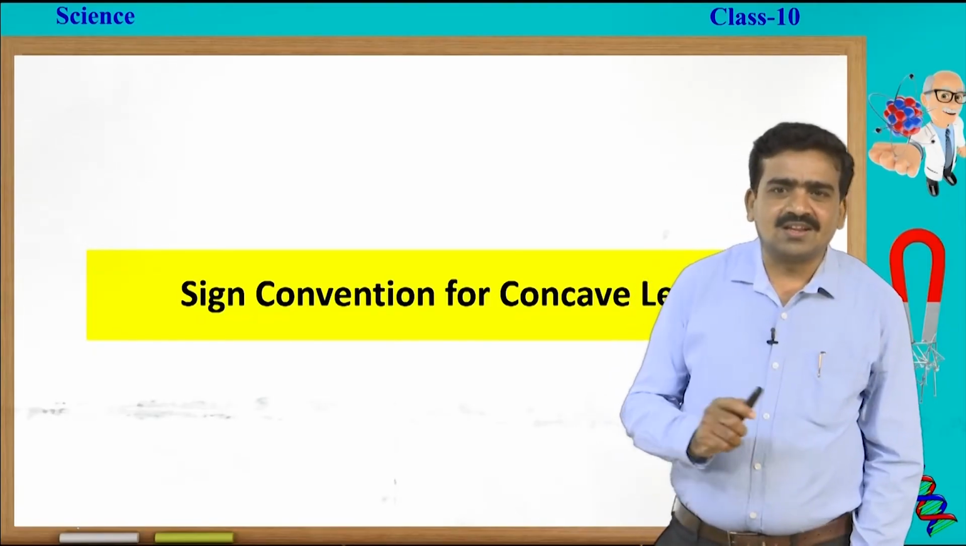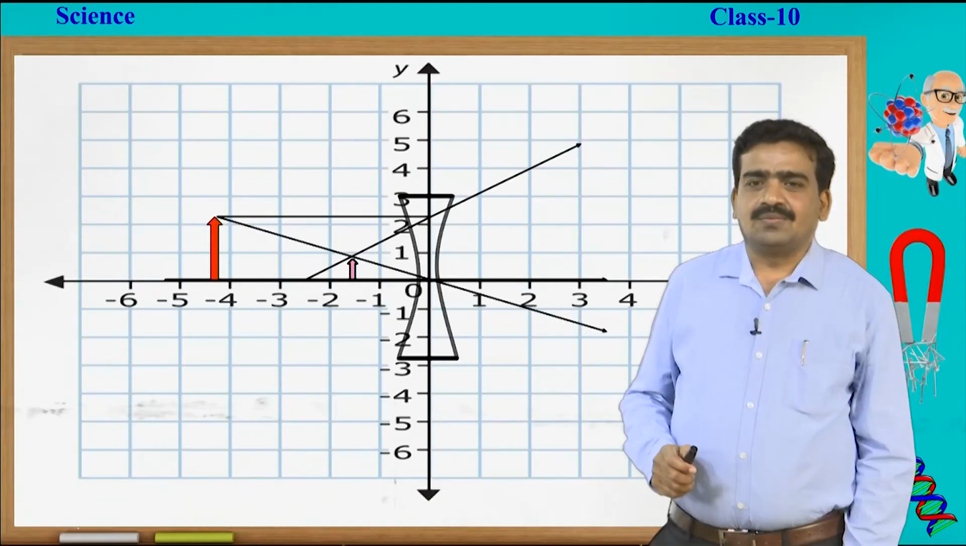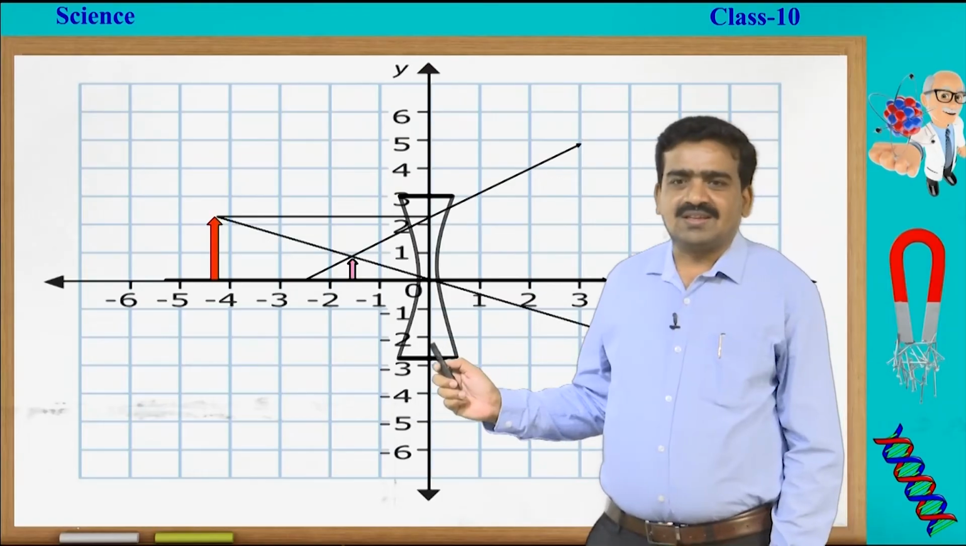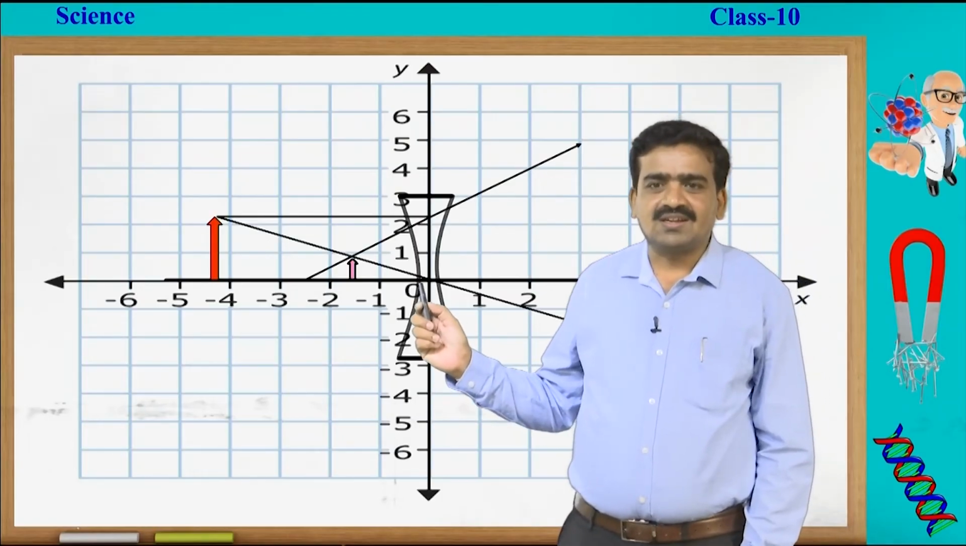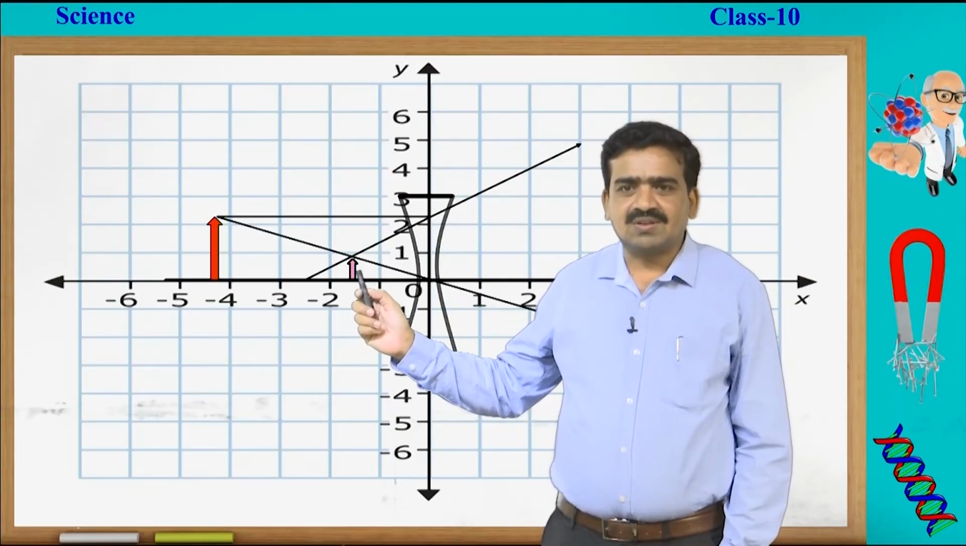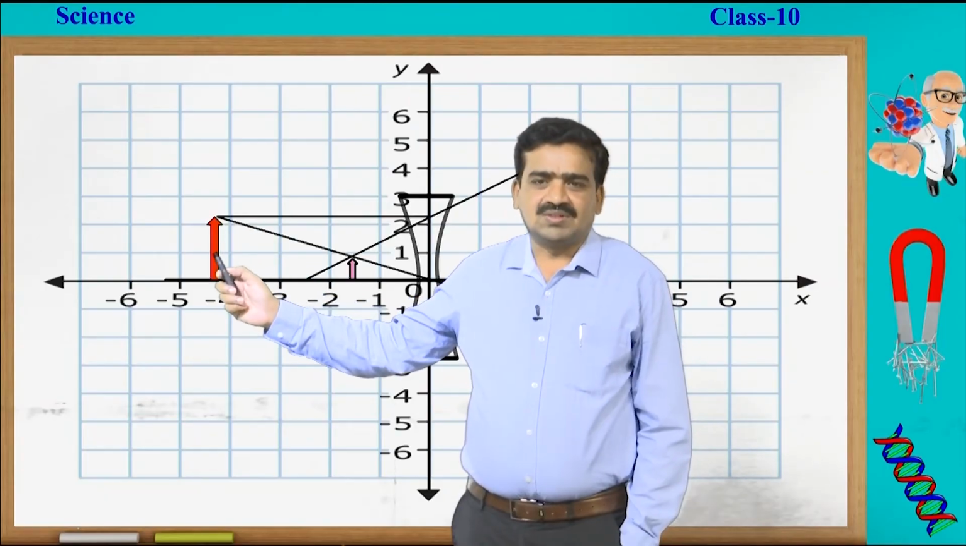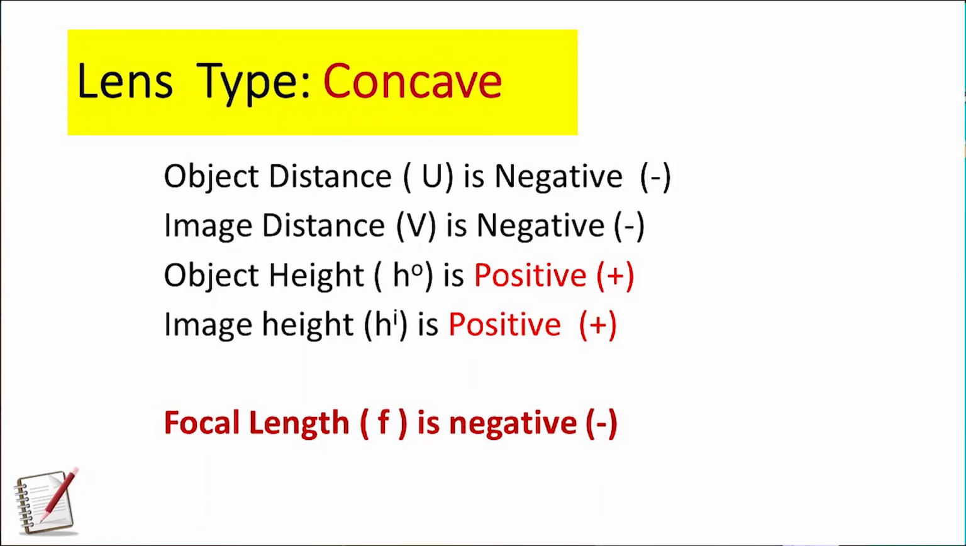Now, let us learn about the sign convention for the concave lens. The concave lens will be placed in the Cartesian plane like this, and here you are seeing the position as well as height of the image, and the position as well as height of the object. So, based on this, we can list like this: object distance is negative, image distance is negative, object height is positive and image height is positive.